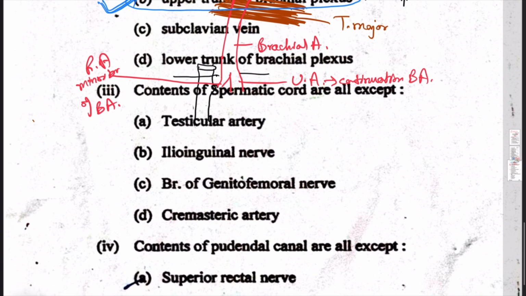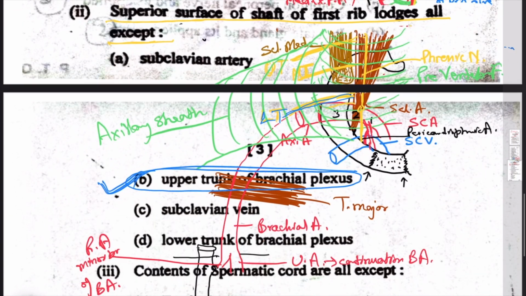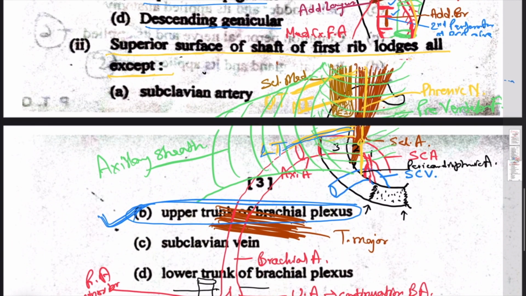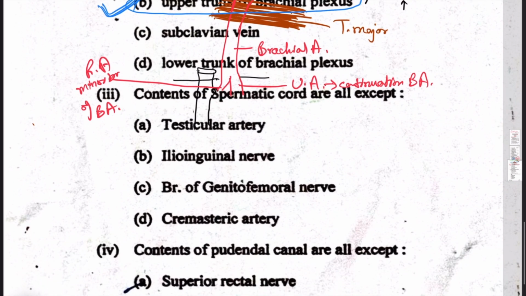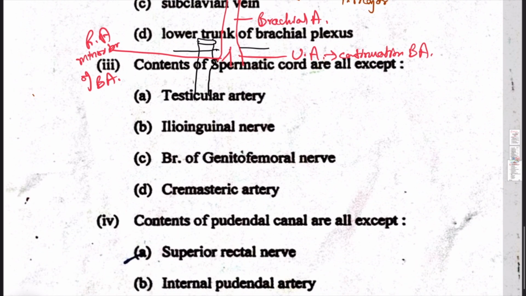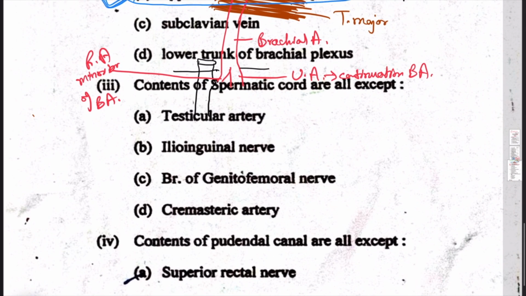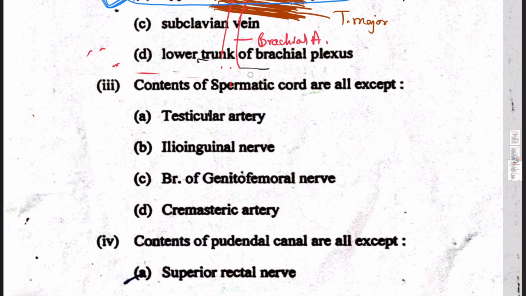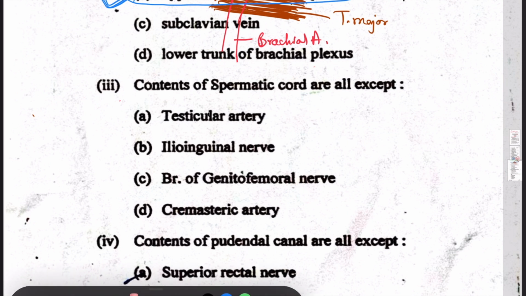Next question. I think everything is visible, right? Question number 3. Contents of the spermatic cord are all except. Let me rub all this now. Okay. Question number 3. Contents of the spermatic cord are all except.